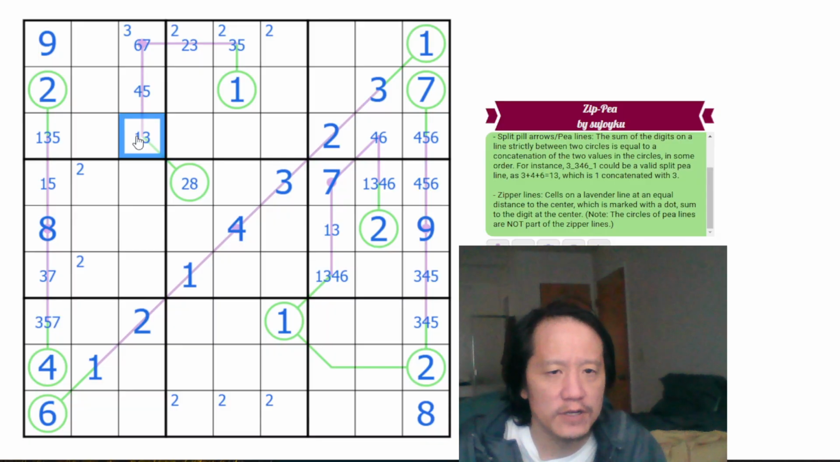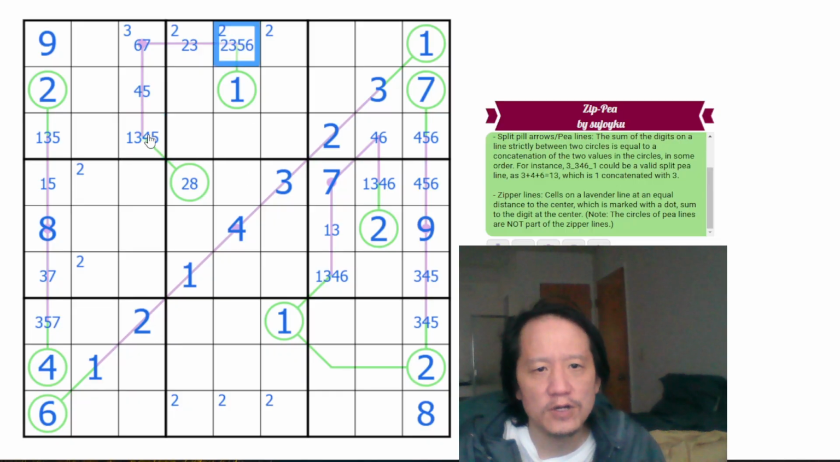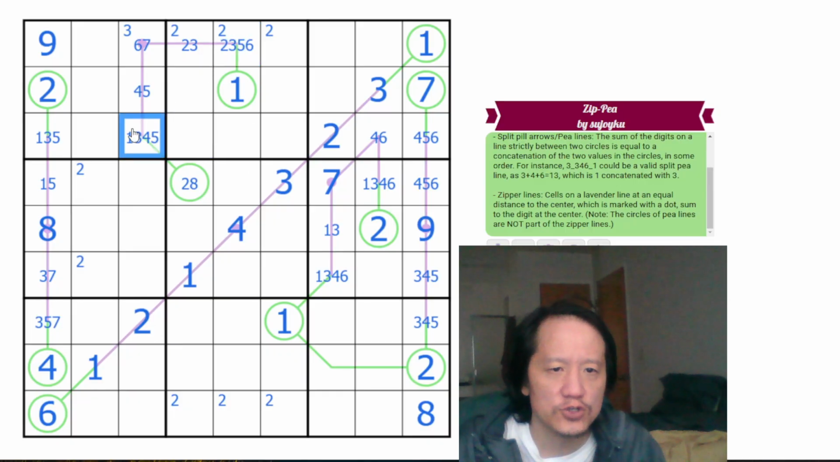But it would be 1. This could be 6. 1, 6. 2 can't be here, so this can't, whatever. 3 can't be here because this would be 4, and that sees a 4. 4 could be here, and that would be 3. 5 could be here, and that would be with 2. 6 cannot be here. So those are the choices for the zipper line.